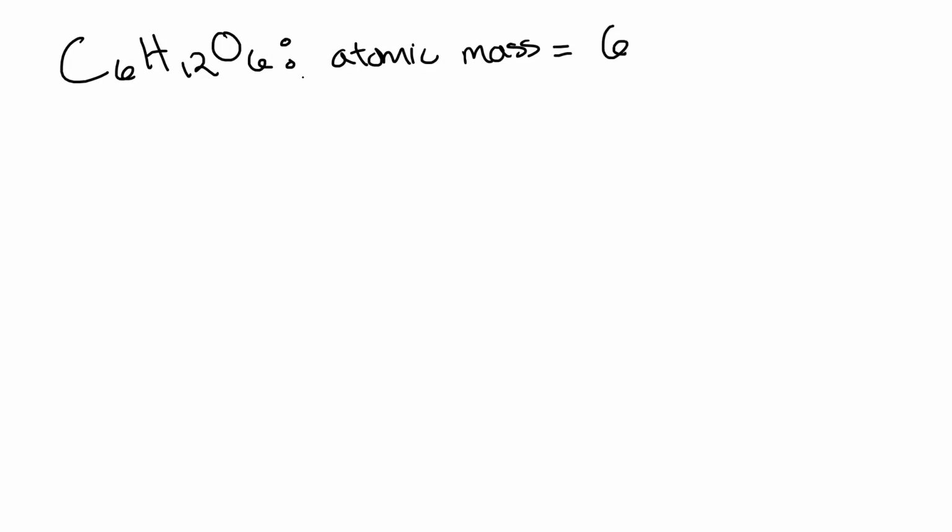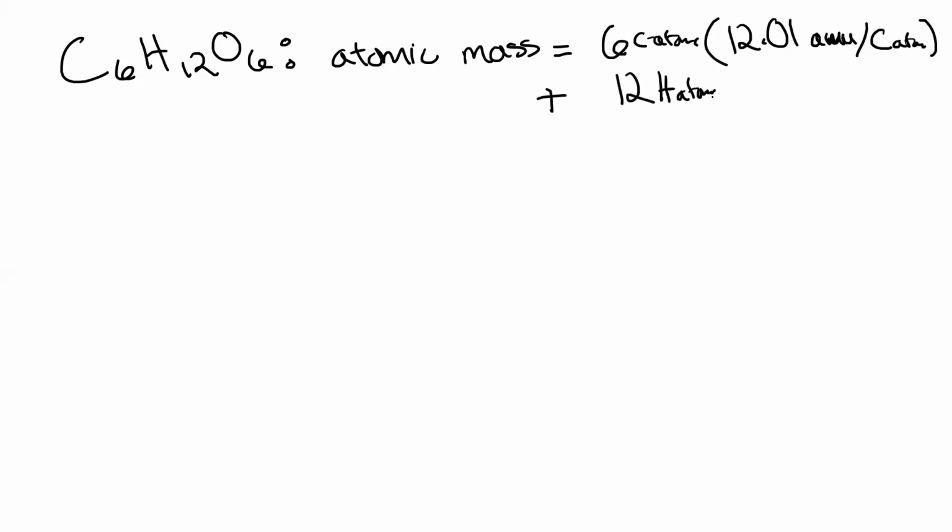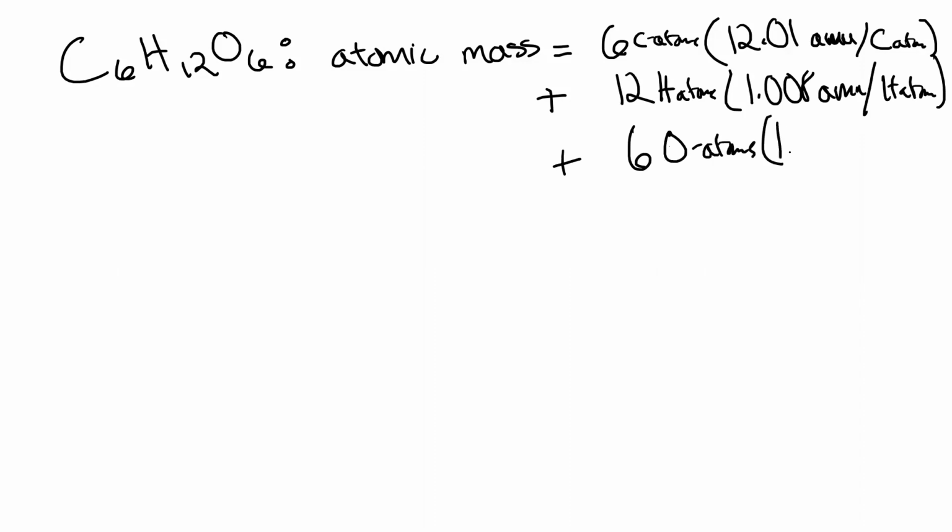Everyone should know how to calculate an atomic mass of a molecule because it is very simple to do. You go 6 number of carbons, so 6 carbon atoms times 12.01 AMU per carbon atom plus 12 H atoms times 1.008 AMU per H atom plus 6 oxygen atoms times 16.00 AMU per oxygen atom.